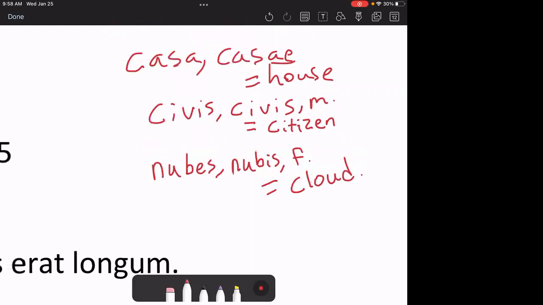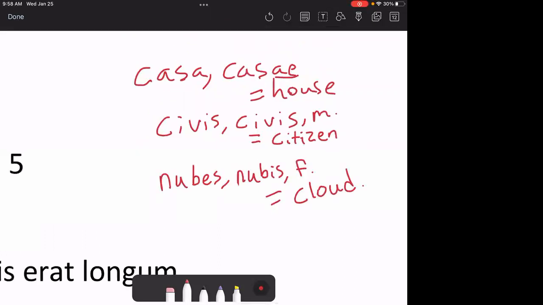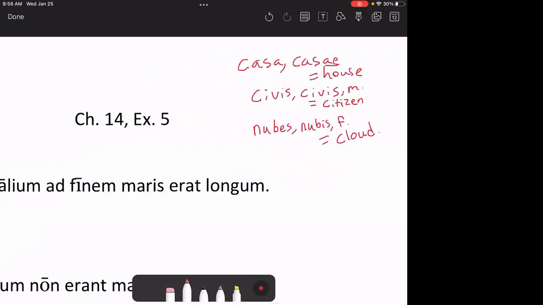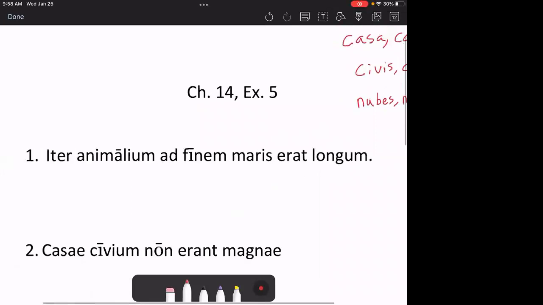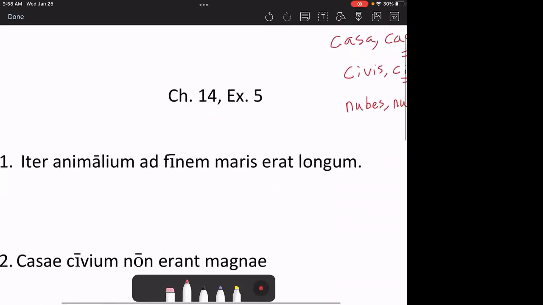All right. So if that's all you needed, then you're good to go and you can ignore the rest of this video. If not, hold on and let's get going. So we have iter animalium ad finem maris erat longum. Okay. Now, some of you may be able to immediately translate this. The annoying thing is I want you to also parse and label. Don't ask you to do it often, but we got to do it every now and then.